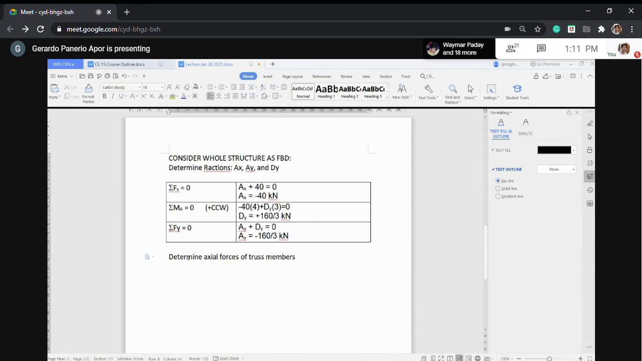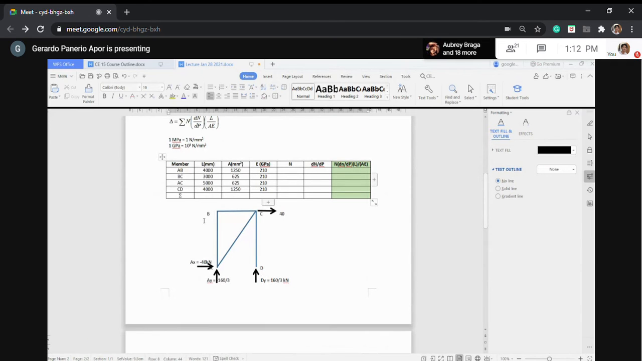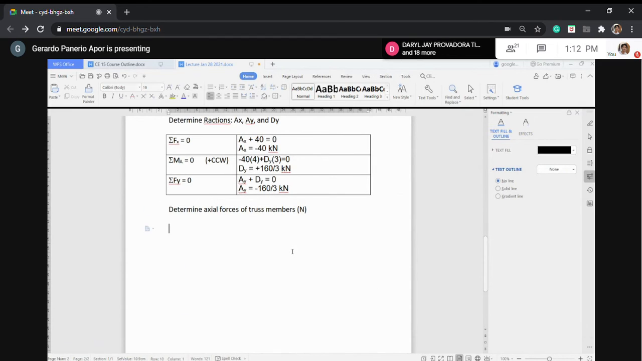We call them N. They will occupy the N, because in Castigliano's theorem N is defined as the internal axial force, meaning the member axial forces here. There are 4 of them, so we need to calculate them, using the method of joints.